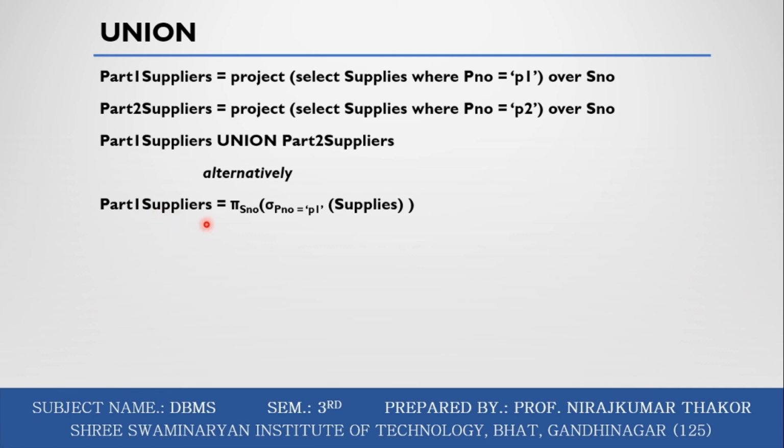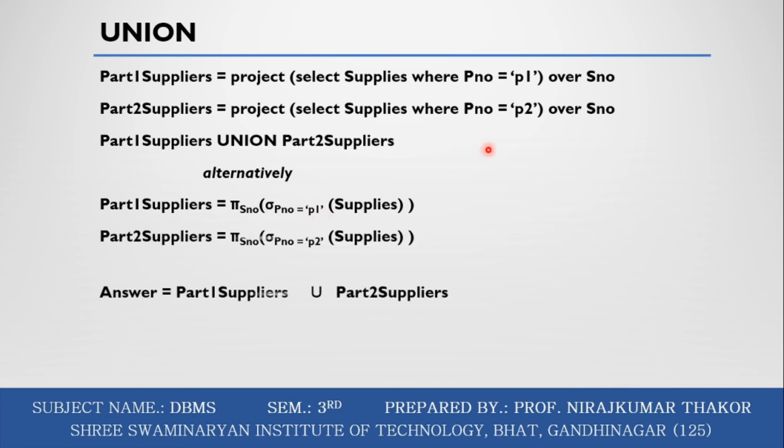Alternatively, we can use: Part 1 suppliers is equal to pi serial number, sigma pi number is equal to P1 supplies. And this is the Part 2 suppliers is equal to pi serial number, sigma pi number is equal to P2 supplies. Here this is the answer: Part 1 suppliers union part 2 suppliers.